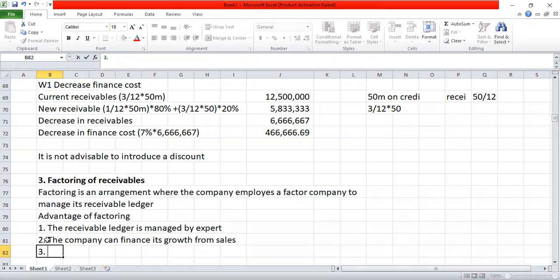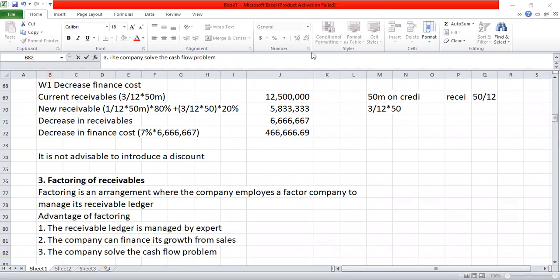Another advantage, which I'm not saying that I'm finishing them, is that the company can solve the cash flow problems because the factor company will make an advance payment.